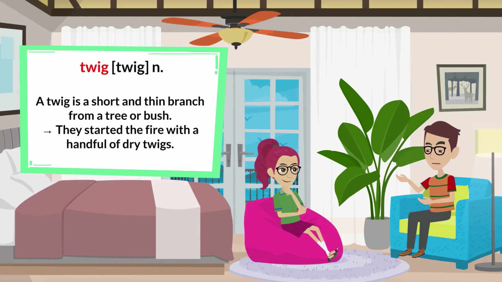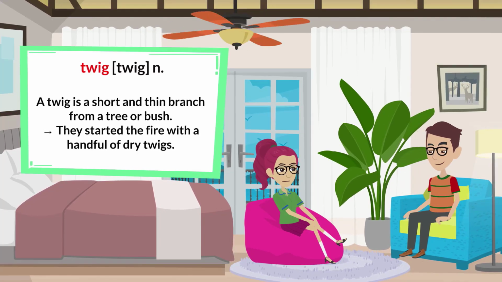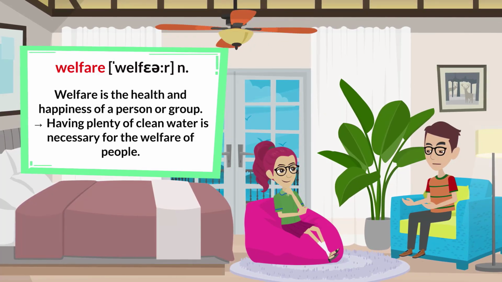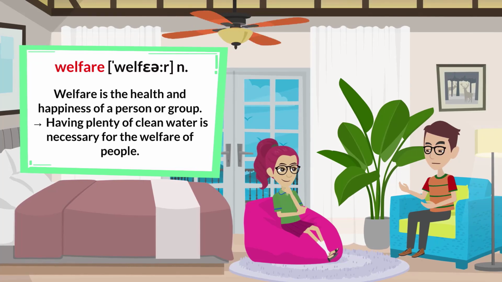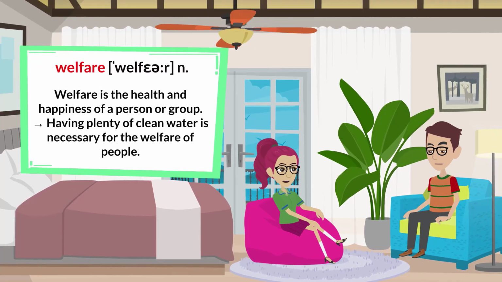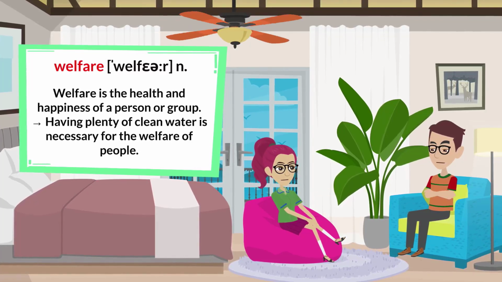Twig. A twig is a short and thin branch from a tree or bush. They started the fire with a handful of dry twigs. Welfare. Welfare is the health and happiness of a person or group. Having plenty of clean water is necessary for the welfare of people.